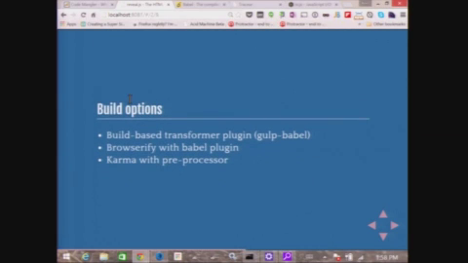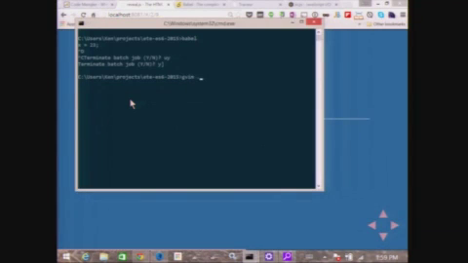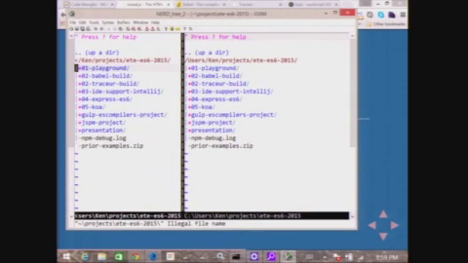So how can we do a build system to deal with Babel? Okay. So clearly my Vim is not configured correctly.